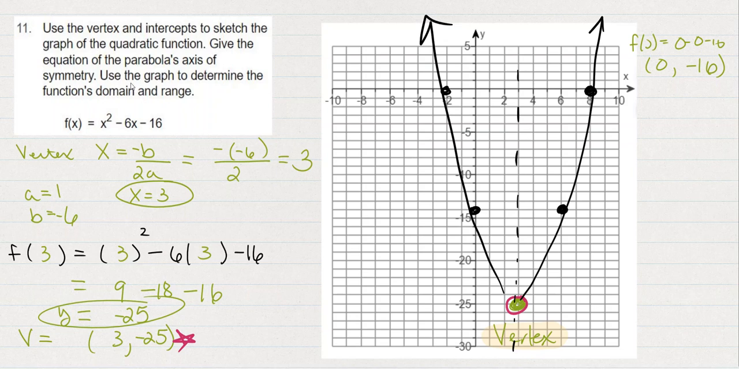From this, I could determine that the domain is -infinity to infinity, because it's a polynomial. And I can see that the range starts at -25 and includes -25 and goes up to infinity.